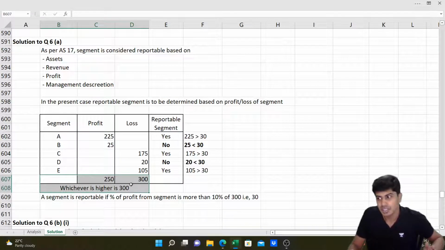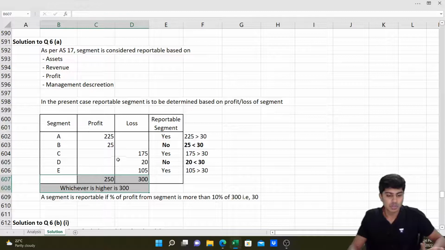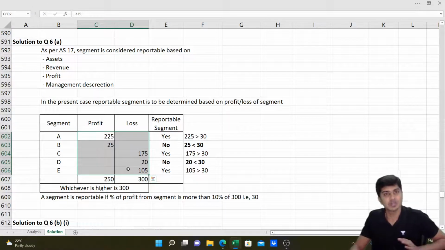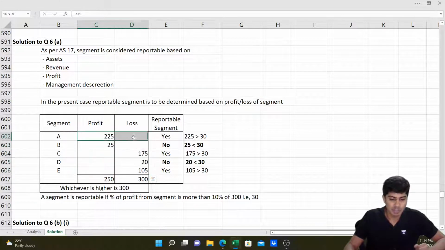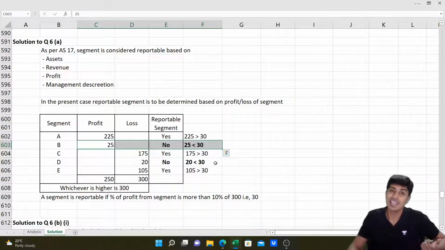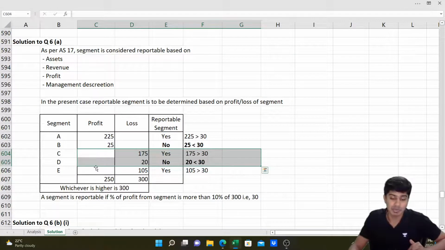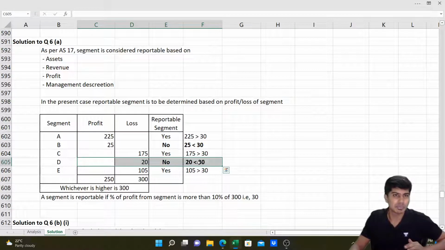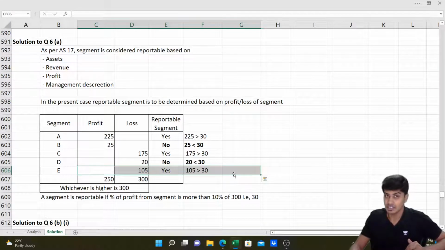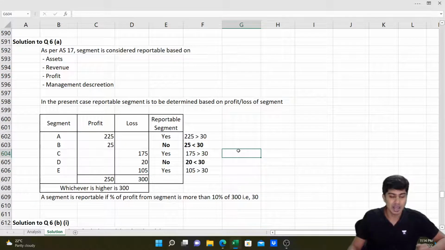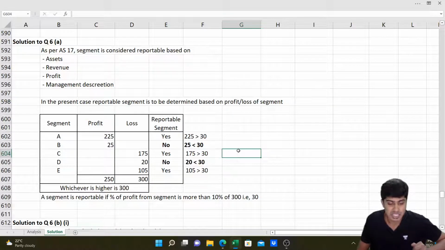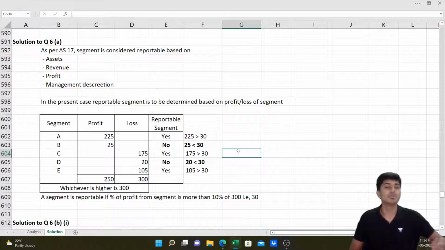That comes to 300. 10% of 300 is 30. So in any case, if it is greater than 30, reportable segment. If it is not greater than 30, not a reportable segment. 225 is greater than 30, reportable segment. 25 is lesser than 30, not a reportable segment. 175 is greater than 30, reportable segment. 20 is lesser than 30, not a reportable segment. 105 is greater than 30, reportable segment. So basically, segment B and segment D are not reportable. Segments A, C and E are reportable segments to be reported separately.